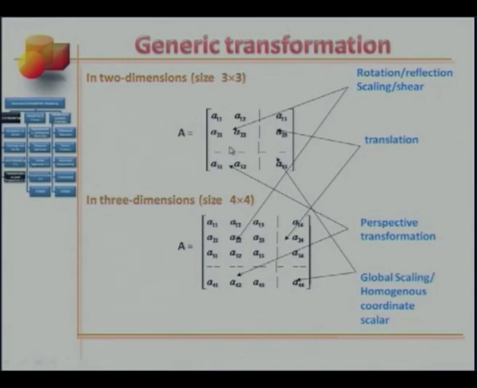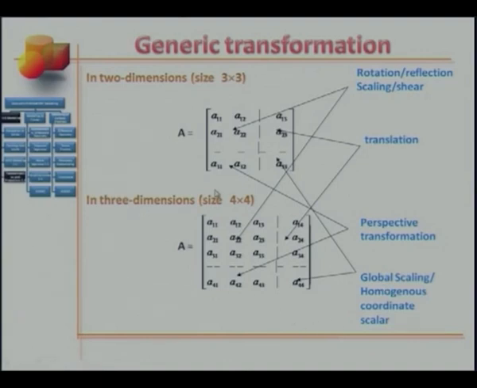This matrix can be subdivided into 4 parts. The top left will represent rotation, reflection, scaling and shear. The top right will represent translation. The bottom left will be invoked in case we need to view an object in its perspective transformation, and the bottom right number is used essentially when we are performing global scaling.